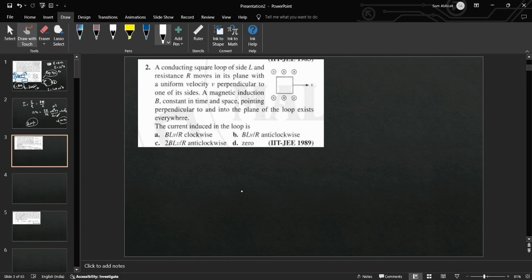A conducting loop of side L and resistance R moves in its plane with uniform velocity v perpendicular to one of its sides. Magnetic induction B points perpendicular to and into the plane of the paper, and the plane of the loop exists everywhere. The current induced in the loop, so that is the question.